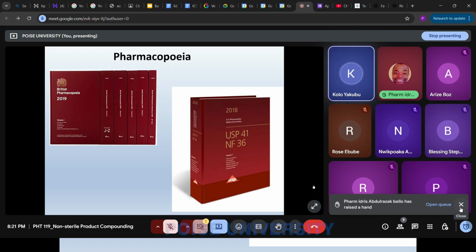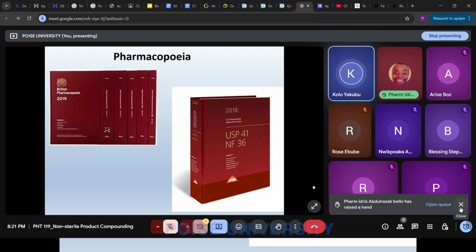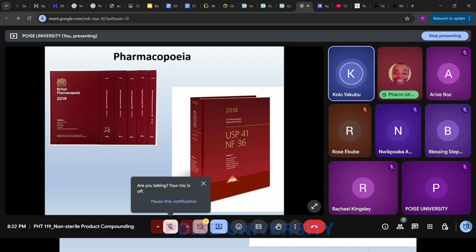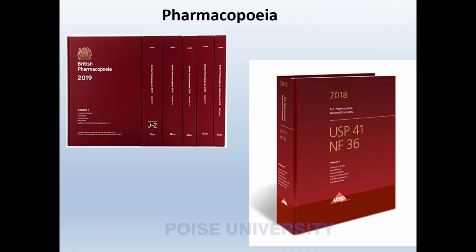Thank you, Abdul. In the last class, we discussed compounding ingredients. And I mentioned that for every pharmaceutical preparation, there are basically three major components you would find. You will find the active pharmaceutical ingredient, that is the active substance responsible for the pharmacological or therapeutic action. If you have a headache and you want the headache to go, you take paracetamol.